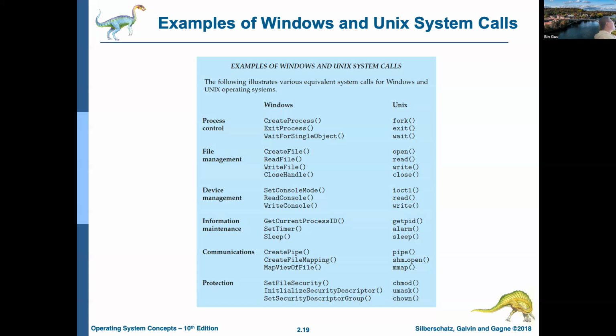For process control, create process in Windows is fork in Unix. Exit process on Unix is exit, and wait for is WaitForSingleObject. Oh, it's a very long name. Four words in Windows, and it's just for wait. It's for process control, and also file management and device management. Later we're going to discuss this. You can see all of the names are very long. I don't know why they designed it like this.